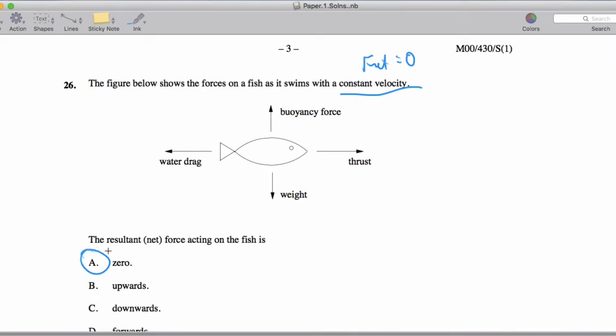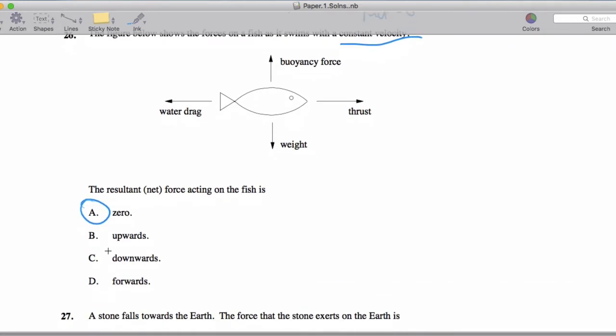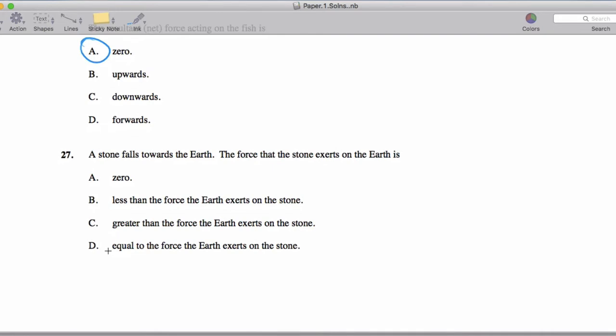We're going to find out that as I continue in these videos, you'll notice the time to do 10 questions is going to get shorter and shorter as you notice certain concepts repeating themselves. Now, we've got a stone falling towards Earth. Once again, a repeat question. The force that the stone exerts on the Earth is exactly equal to the force that the Earth exerts on the stone. This, once again, is Newton's third law.